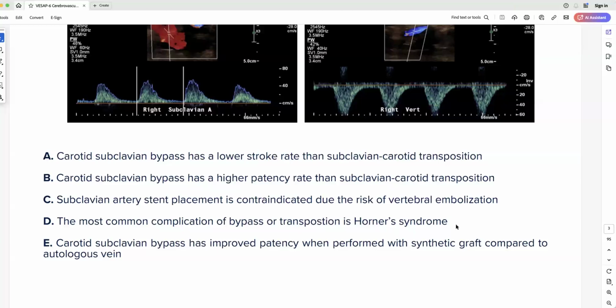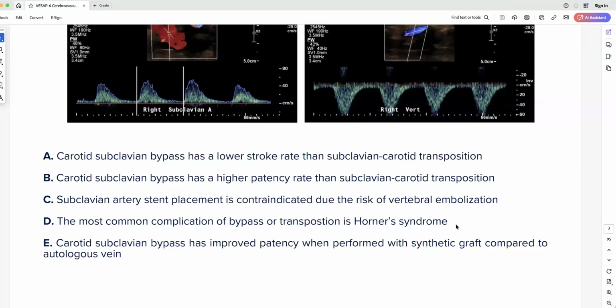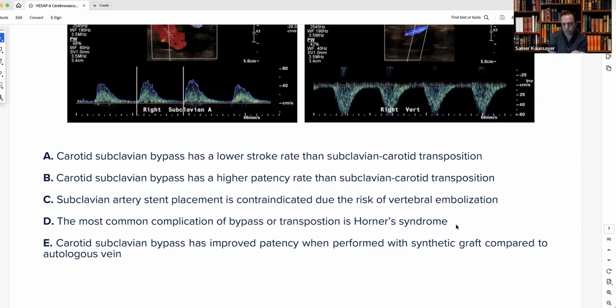Fem-pop above the knee. Yeah, you can say it's similar, but it's not better. For above-knee fem-pop, they say the patency is similar, but which one is better? You don't use a vein because it can be compressed. Any area where a vein can be compressed, you don't use a vein. So for fem, we always use a graft, unless there's infection. But in a normal situation, graft.